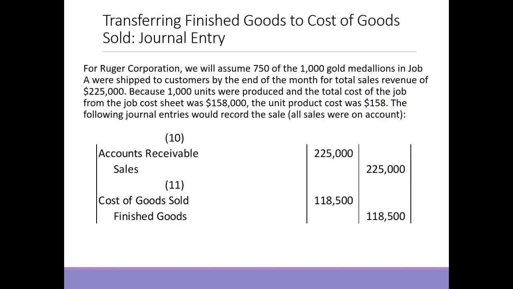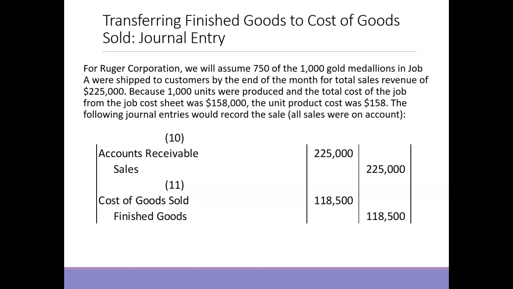For Ruger, we assume 750 of the 1,000 gold medallions in job A were shipped to customers at the end of the month for total sales revenue of 225,000. Because 1,000 units were produced and the total cost of the job from the job sheets was 158,000, the unit cost is $158 per unit. So we're only taking out of finished goods and putting into cost of goods sold those medallions we actually sold. So we still have some of those medallions sitting in finished goods.